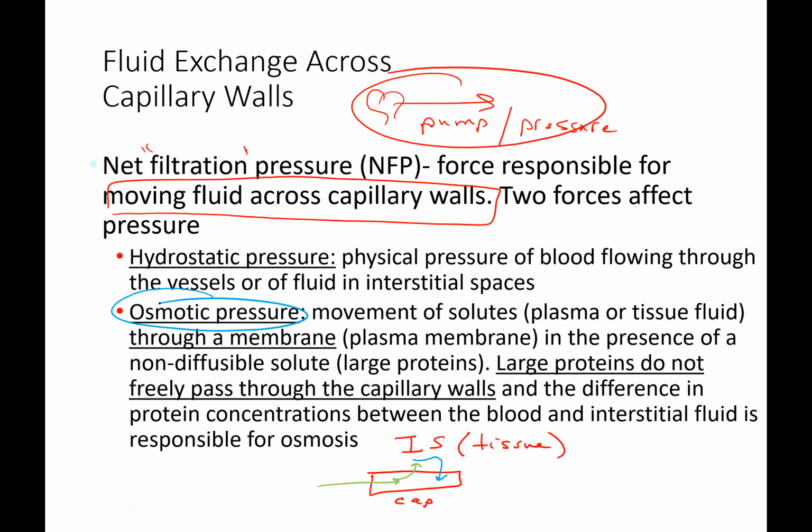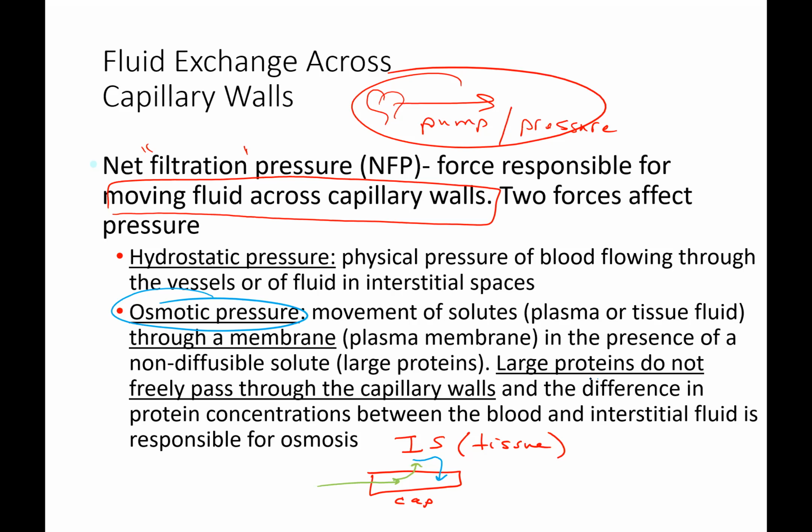The other thing we need is osmotic pressure, which is the movement of particles, solutes, the movement of little substances and things that are inside of the blood. So it's the movement of solutes through a membrane. The bigger the substance, the less it's going to freely pass through the capillary walls. So large proteins are just not going to get through. They're too big, but some of the smaller stuff will. And this is actually important for having osmotic pressure.